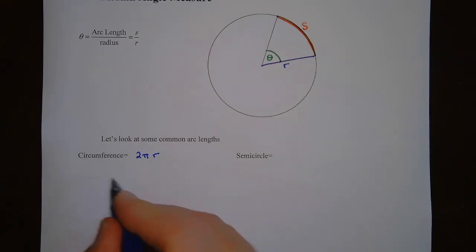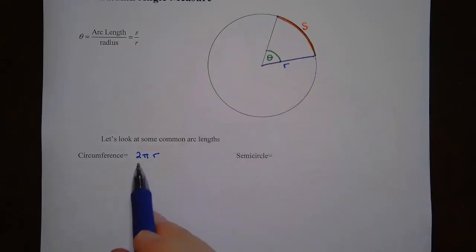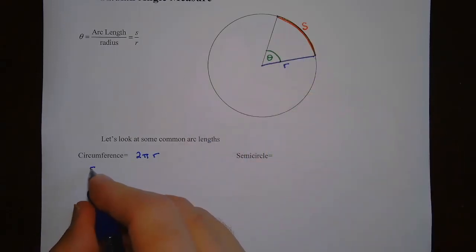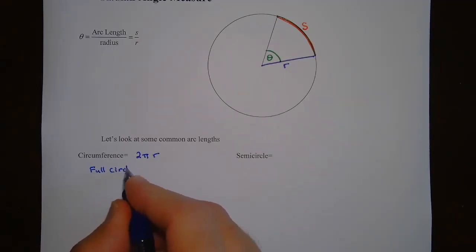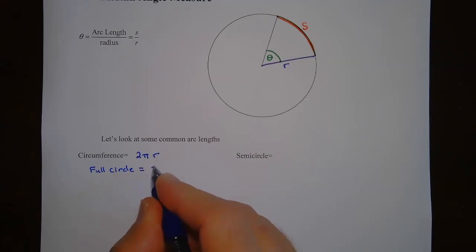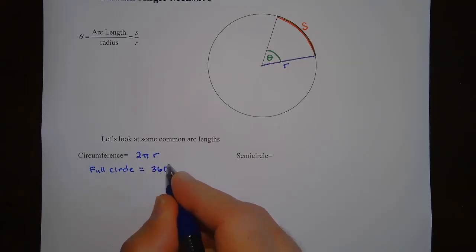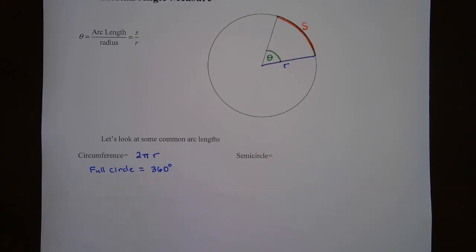Now, we also know that the distance around is 2 pi r. We also know in degrees a full circle, all the way around, is equivalent to 360 degrees. Now, what is the angle if we go all the way around in radians?